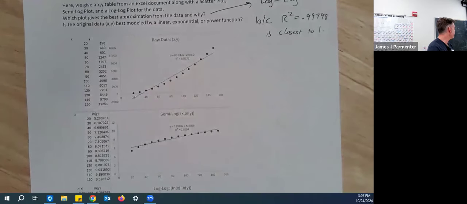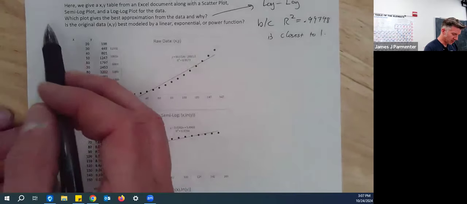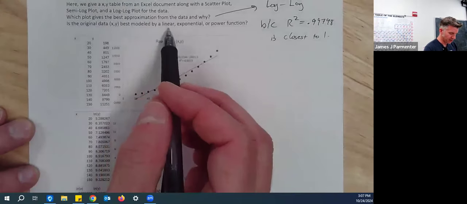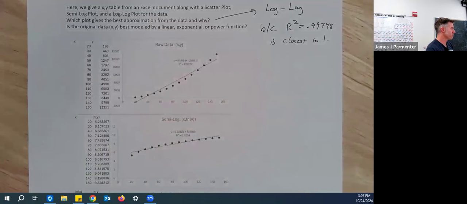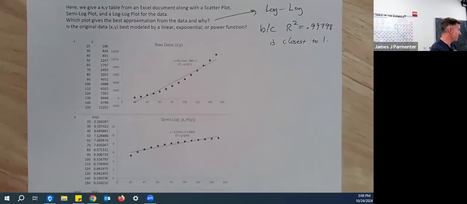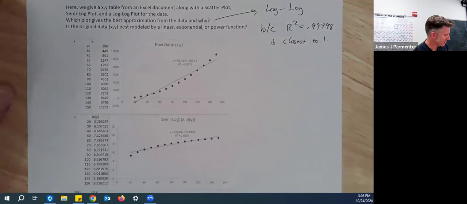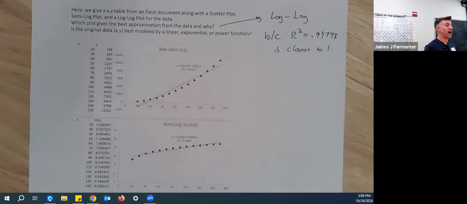Okay, so I don't like this next question. Is the original data best modeled by a linear, exponential, or power function? Power. That doesn't seem like enough work. We should actually ask you to find the power function. Can we? Yes, we can, because we gave ourselves the linear equation here. So let's actually answer the better question, which is to find the power function.